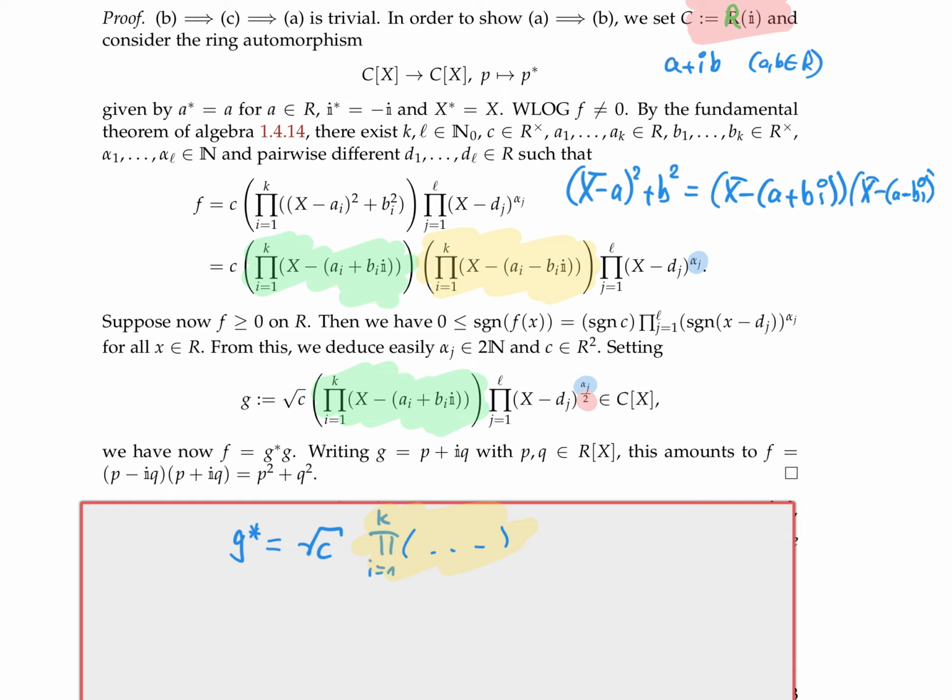And then here nothing is changed because all coefficients are in R here. Okay, so I get here the red thing.